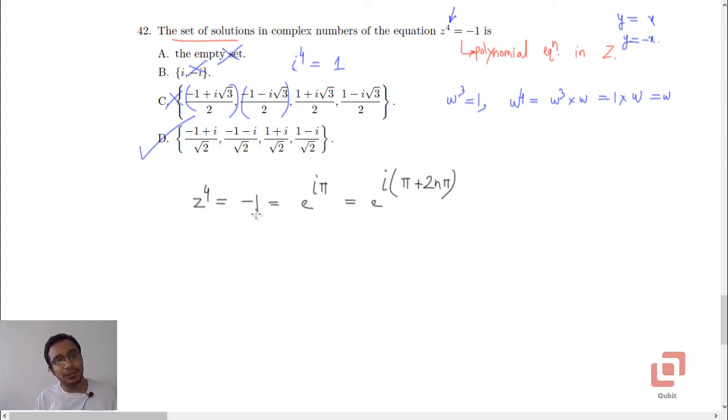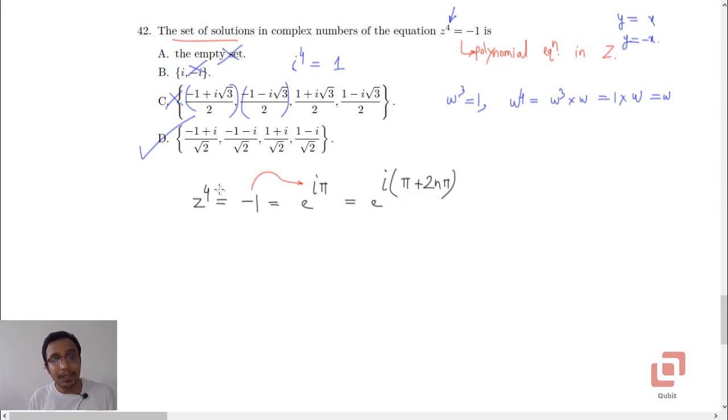Z raised to 4 is minus 1, and the fundamental step in this solution will be writing minus 1 as e raised to i pi, or writing it in the exponential form. We know that this function is complex periodic with period 2n pi i, where n can be any integer. So what will z raised to 4 now be equal to? e raised to i pi into e raised to i 2n pi, or if you take i common, it will be i times pi plus 2n pi.